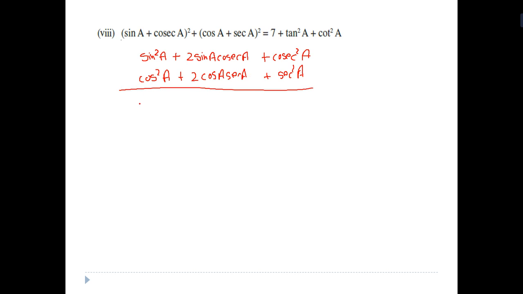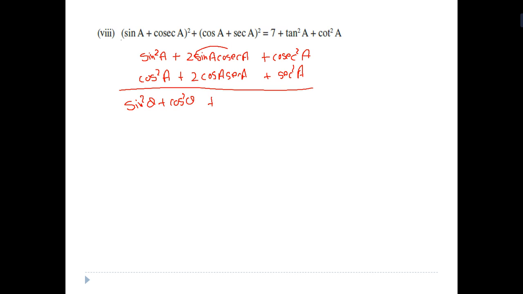One more sum, let me see. All the sums I am explaining here are board sums. Here a square identity is there, so we can open this: sin square A plus 2 sin A cosec A plus cosec square A, plus cos square A plus 2 cos A sec A plus sec square A.